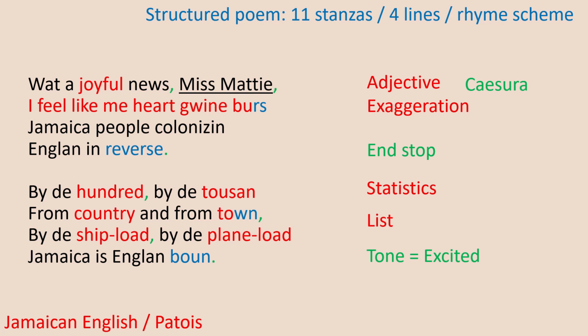Once again, town and bound rhyme, and the tone here is quite excited. They look forward to this adventure in England. And the little note at the bottom is to remind you that this English is called Jamaican English. You could call it patois or Creole. I personally think Jamaican English is the best one to use.